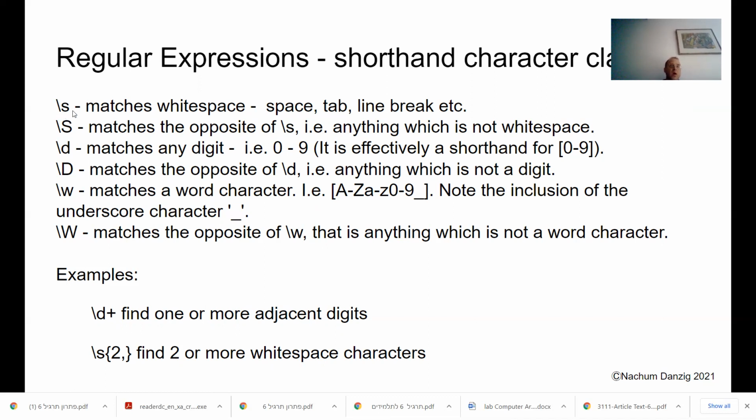And little s means any white space, which would be space, tab, line break, any kind of white space. And capital S would mean the opposite. So backslash D, you have to have a backslash in front of them, because otherwise it thinks you just want a lot of D's, right? If you just write D plus, it'd be one or more D's. But backslash D means find one or more of the adjacent digits. In other words, D is a digit, and then a plus means one or more.